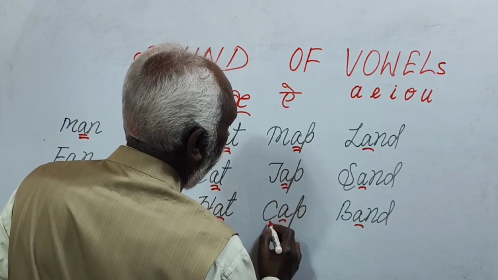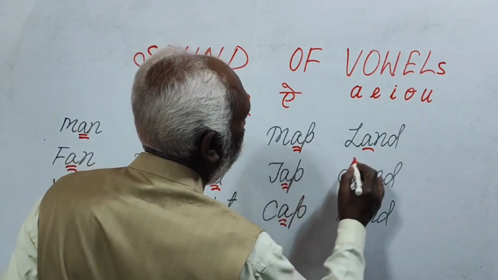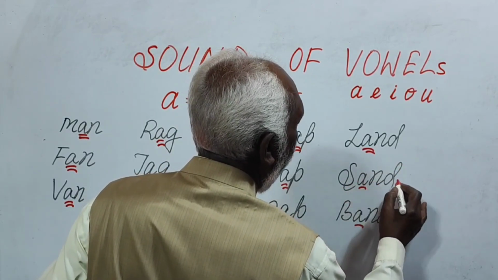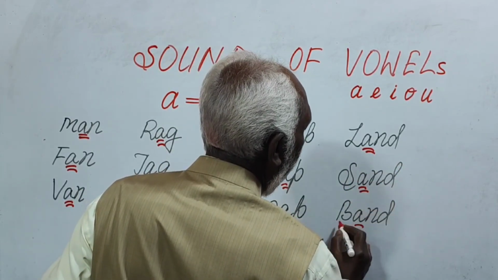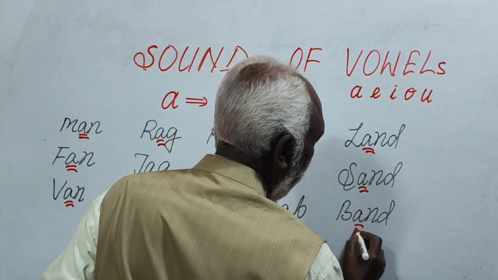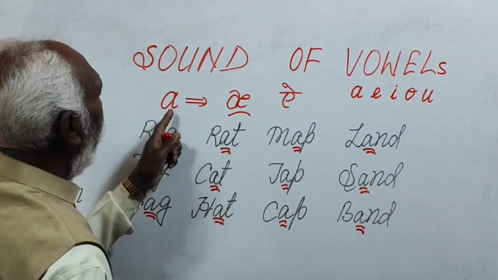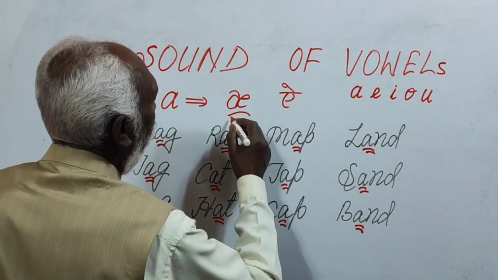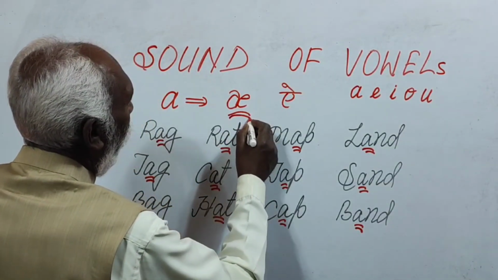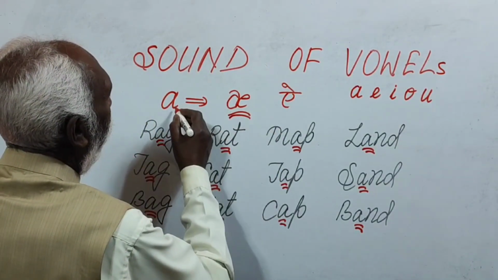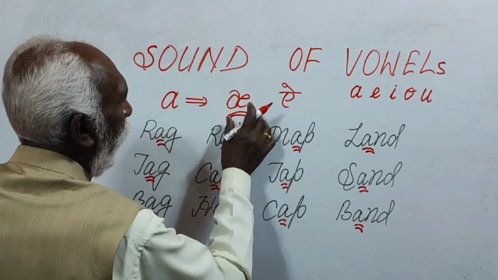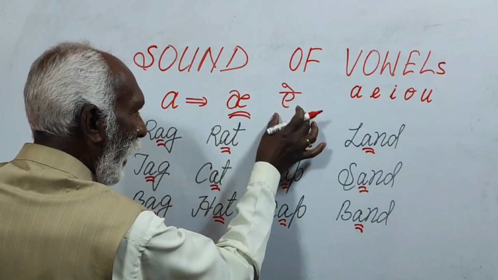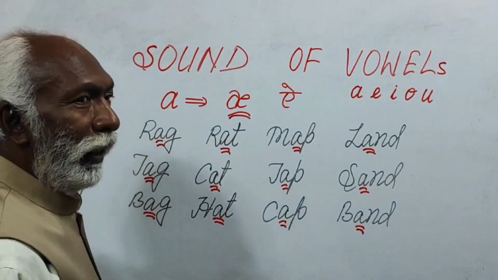T-A-P, tap. C-A-P, cap. L-A-N-D, light. S-A-N-D, saint. B-A-N-D, bind. Here you see A, and this is the sound symbol of I. It is. Okay, dear.